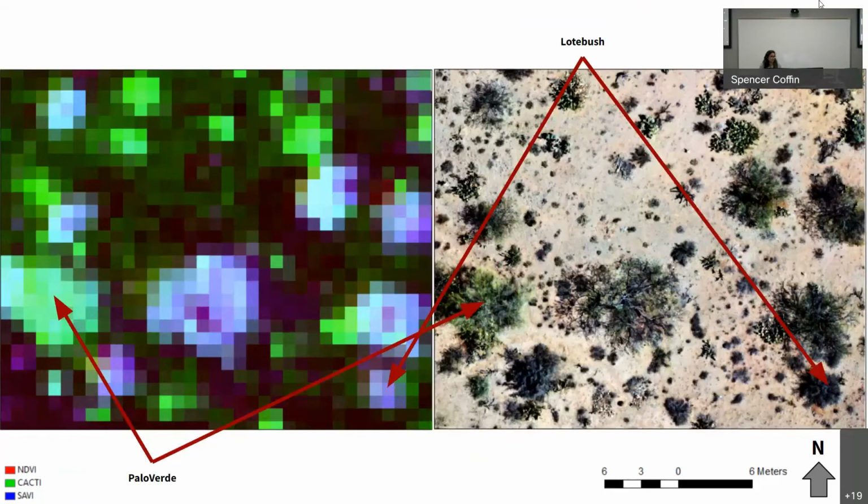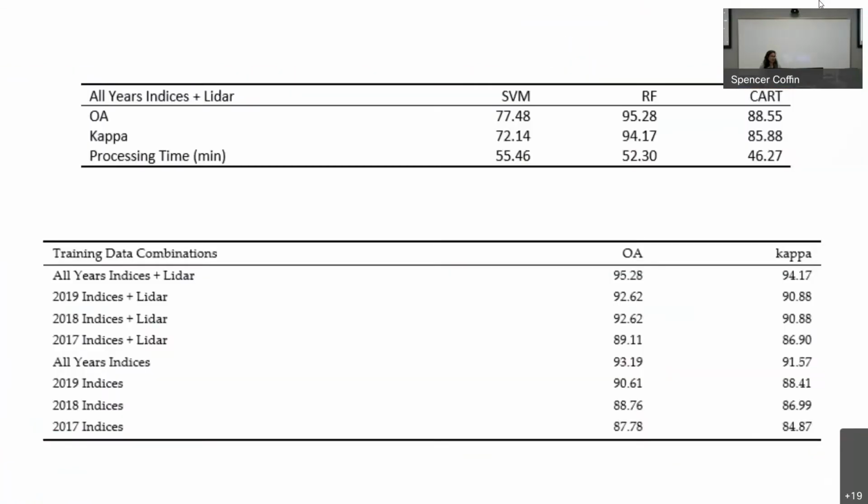Yeah, so with all of that data combined, I ran my classification through 3 different classifiers: the CART classifier, random forest, and the support vector machine. And I also used different data sets. So I ran only 1 year, and I ran multiple years, and then I ran all the years together.